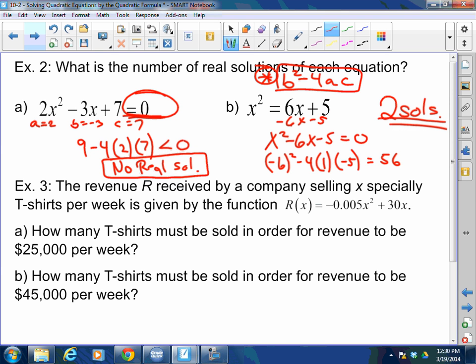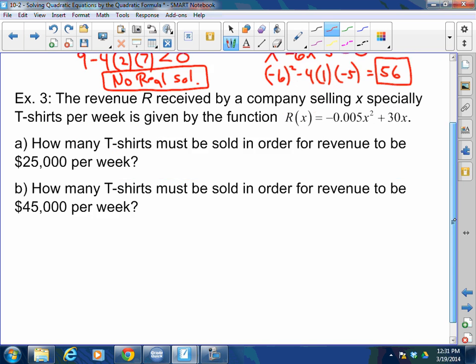Sir, why are there two solutions for B? Because isn't 56 greater than 0? So if the discriminant is greater than 0, I have two real solutions. If it's equal to 0, I have one real solution. If it's less than 0, I have no real solutions.